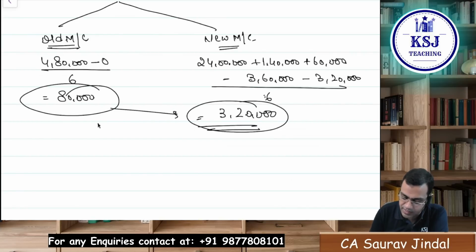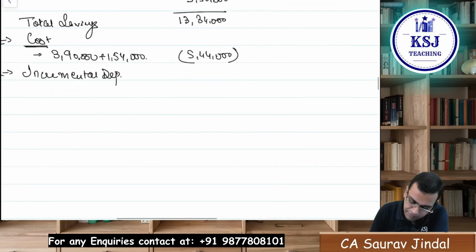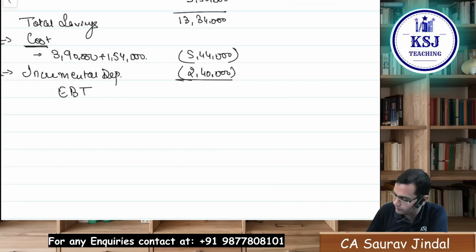So what is the incremental depreciation? That will be 2,40,000. Clear? 2,40,000 will be your incremental depreciation. So from here you will get earnings before taxes: 13,34,000 minus 5,44,000 minus 2,40,000, that is 5,50,000.